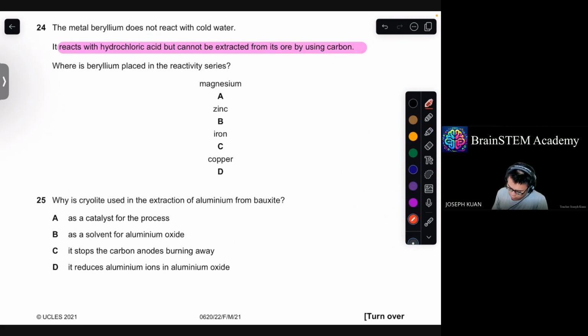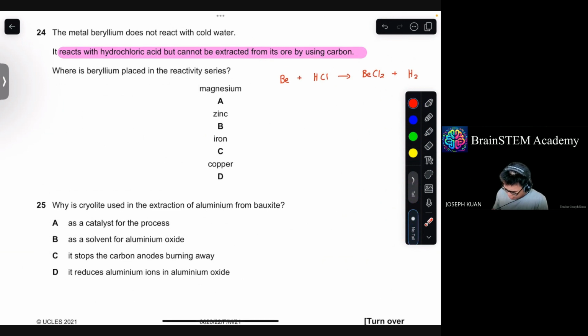So first, it reacts with hydrochloric acid, which means that this is a metal displacement reaction. So it should form something like this. Based on the general rules of metal with acid reaction, it should produce a metal chloride and also hydrogen gas. This is more of a general assumption. So I don't have the balanced equation, just for us to refer only.